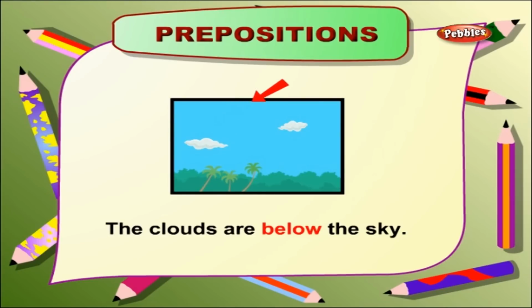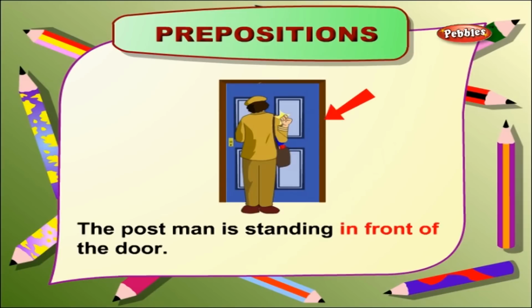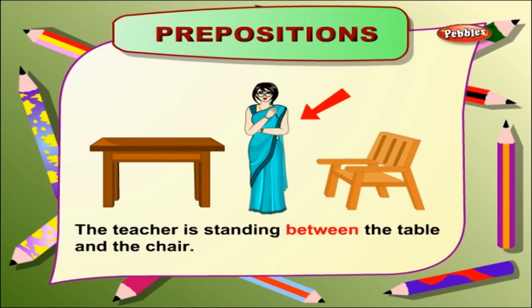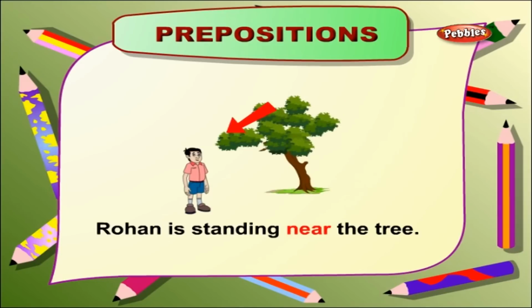The clouds are below the sky. Here, below is called the preposition. The postman is standing in front of the door. In this sentence, in front of is the preposition. The teacher is standing between the table and the chair. In this sentence, between is the preposition. Rohan is standing near the tree. Here, near is the preposition.